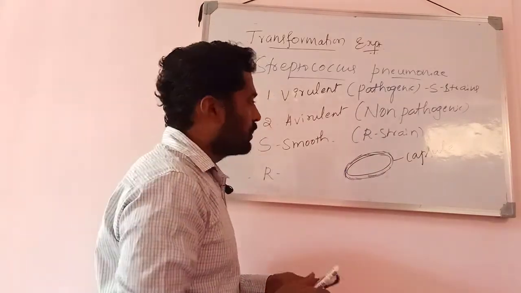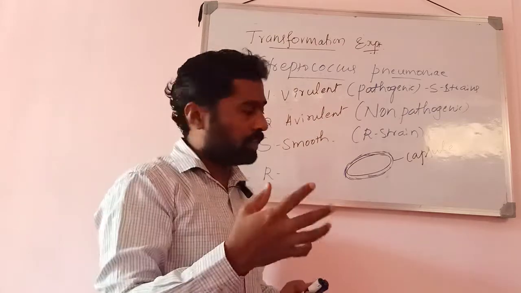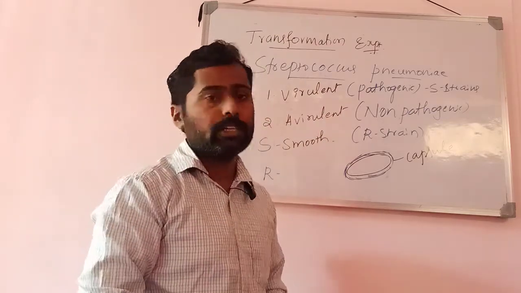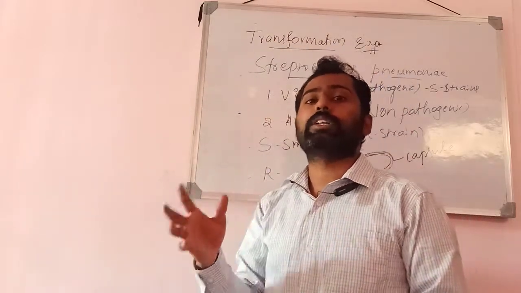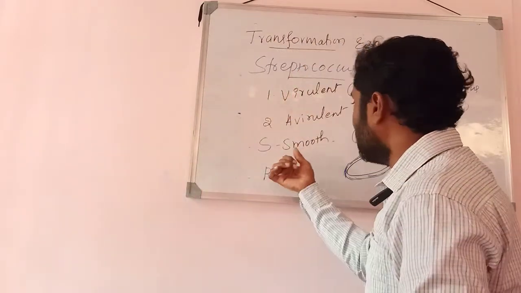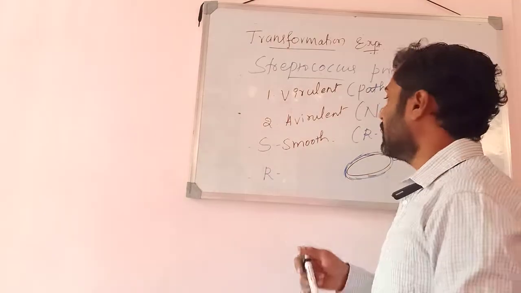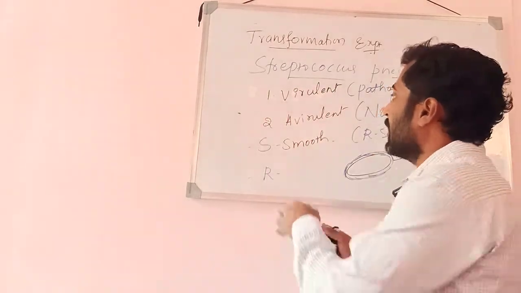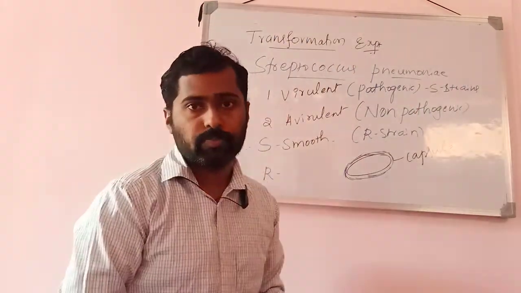They produce smooth colonies on the media. When we grow the bacterial cells on agar media, they form smooth, shiny colonies. Smooth and shiny colonies are produced on the media when the bacterial cells have the capsule around them. Those strains are regarded as S strain, and these S strains are virulent. Virulent means they cause disease, they are pathogenic in nature.